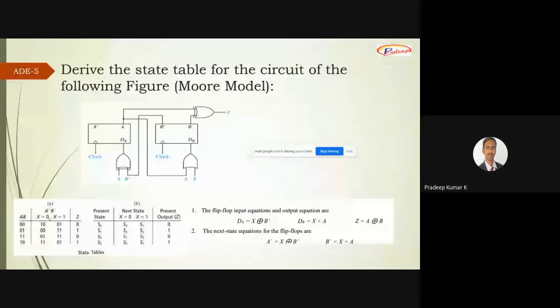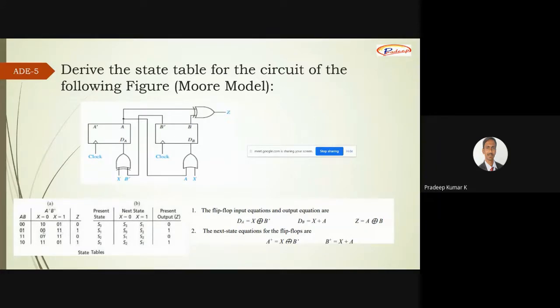When X is equal to 0, for the present state 0 0, then it will move to the state 1 0, right? Similarly, when the present state is 0 0 and X is equal to 1, then it will move to the 0 1 state. Similarly, if the present state is 0 1, that is the second sequence in the state table, then when X is equal to 0, it will go back to 0 0, and when X is equal to 1, it will reach the 1 1 state.